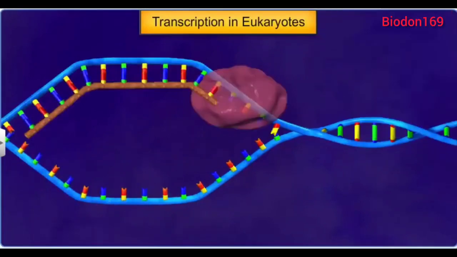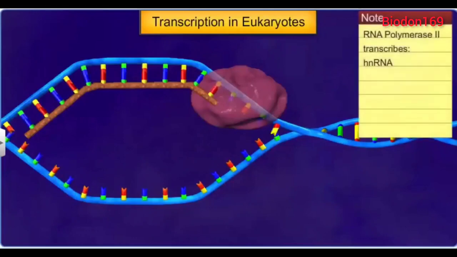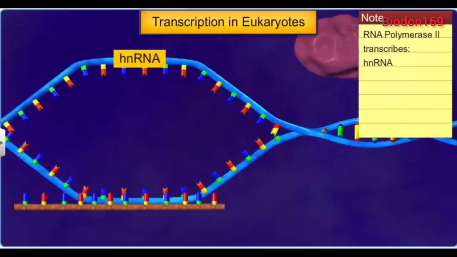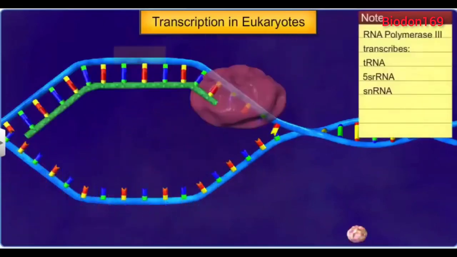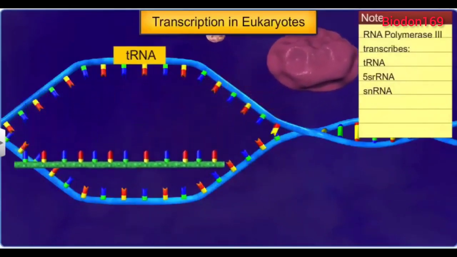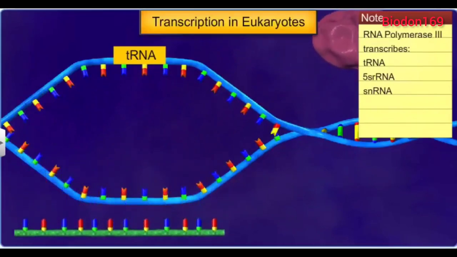On the other hand, RNA polymerase 2 transcribes the precursor of mRNA, known as heterogeneous nuclear RNA or hnRNA. RNA polymerase 3 is responsible for the transcription of tRNA, 5' subunit ribosomal RNA or 5' RNA, and small nuclear RNA or snRNA.